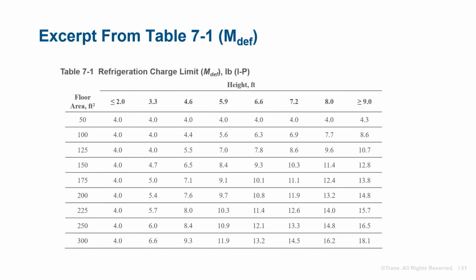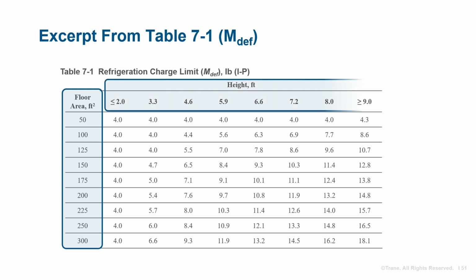Here's an excerpt from Table 7-1 in the standard. The refrigerant charge limit M is based on the floor area and the height of the refrigerant where it is released into the space. The floor area is calculated as in Section 7.2, and the height is the lowest point of any opening in the supply duct, the return duct, or in the equipment itself.